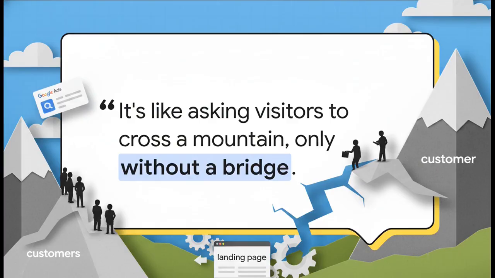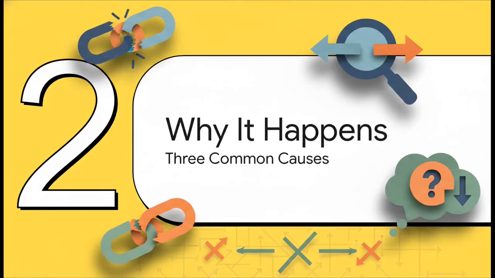They're basically standing on one side of a canyon, ready to become your next customer. All they need is a simple, clear bridge to get to the other side. But when your landing page doesn't match the ad, that bridge is gone. They're just stuck there, confused, with no idea what to do next. Now, this disconnect isn't some random accident. It almost always happens because of one of 3 super common and totally fixable mistakes.